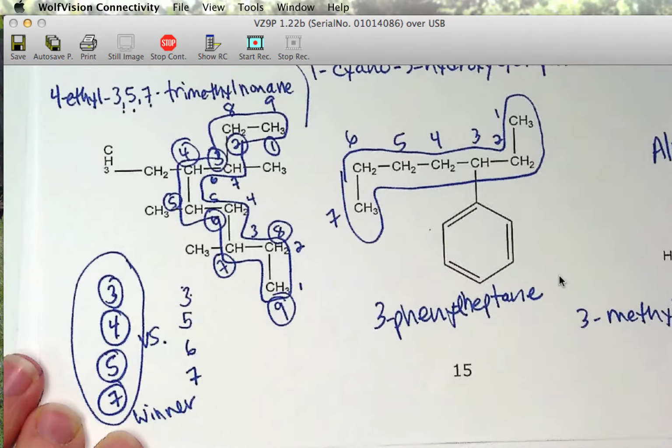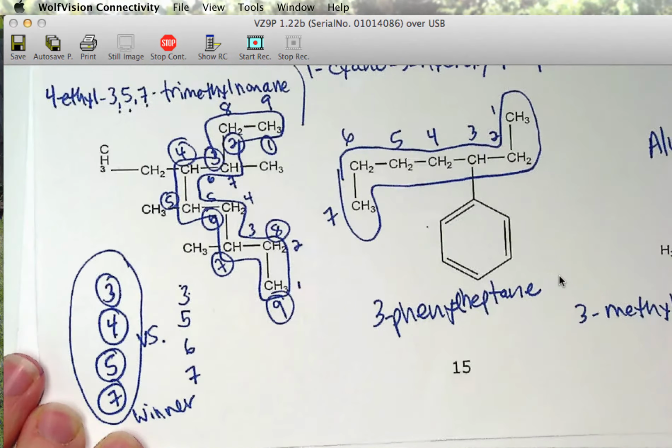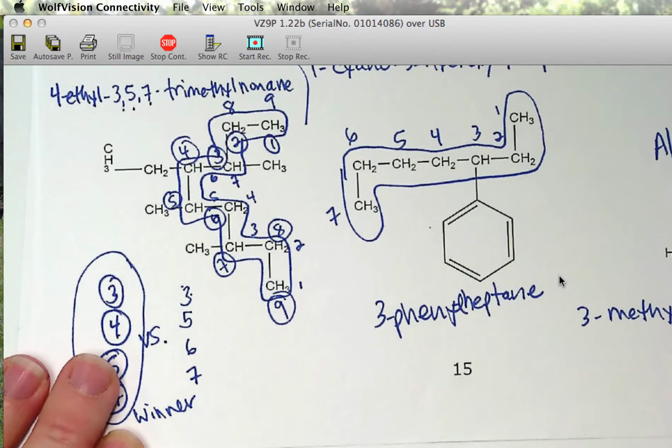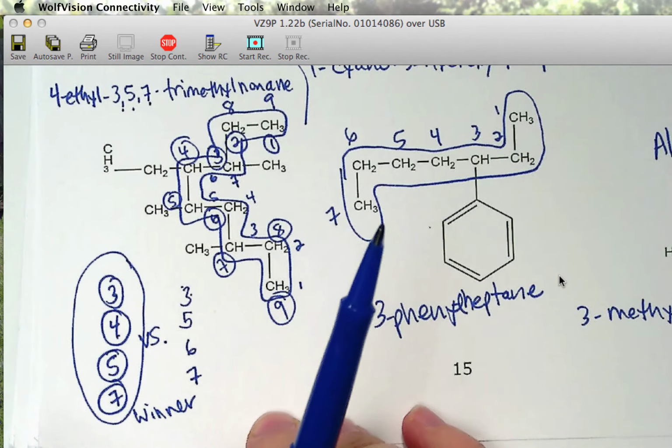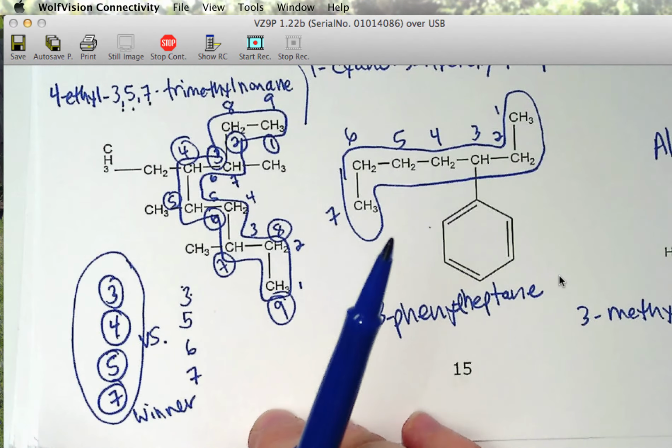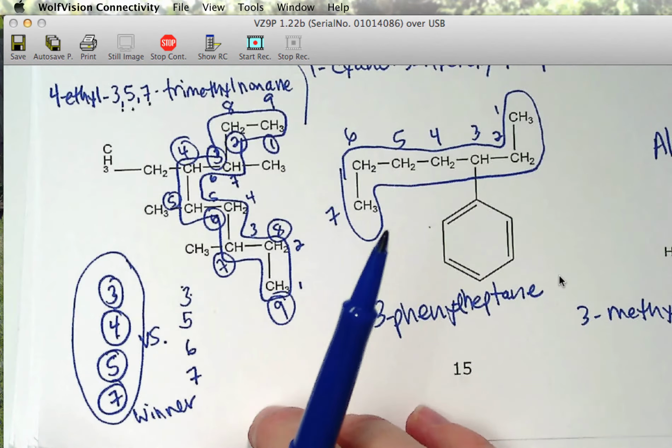Did everybody get this one down? So on the next page, there are structures. I give you names and I want you to provide the structures. So more practice for this. If you can move on to working those.